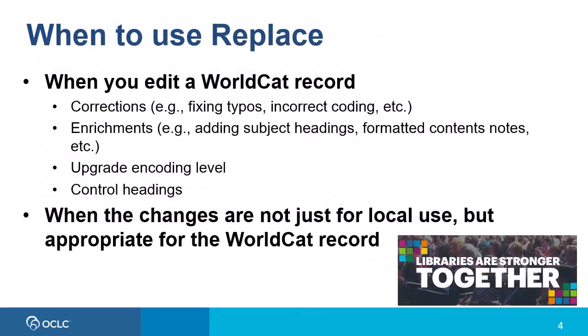When should you use replace? When you edit a WorldCat record to make corrections, such as fixing typos or incorrect codes, when you make enrichments to the record, such as adding subject headings or formatted contents notes, when you upgrade the encoding level or the level of completeness of the record by adding certain fields, or when you control headings in a record to their respective authority records if available. And these changes should not be just for local use, but they should be appropriate for anyone accessing the WorldCat record.